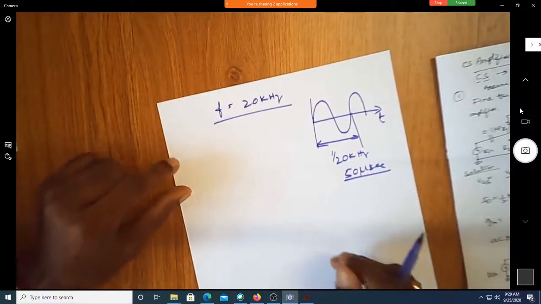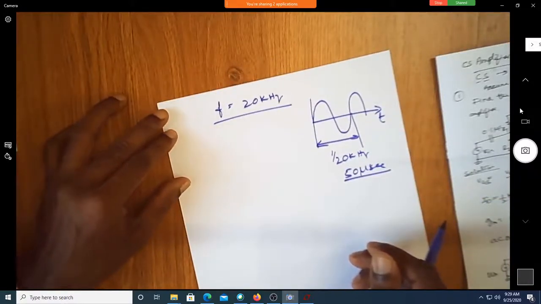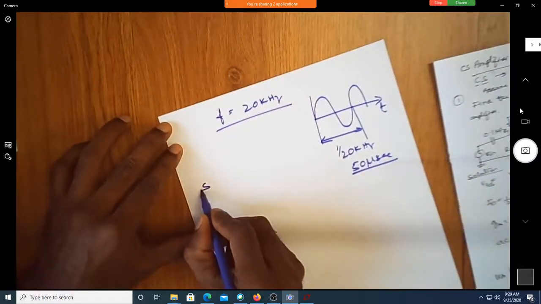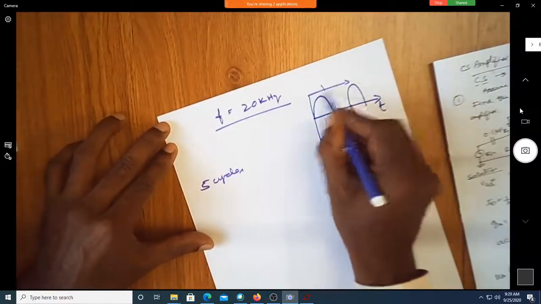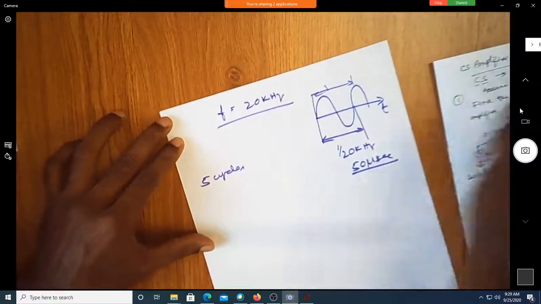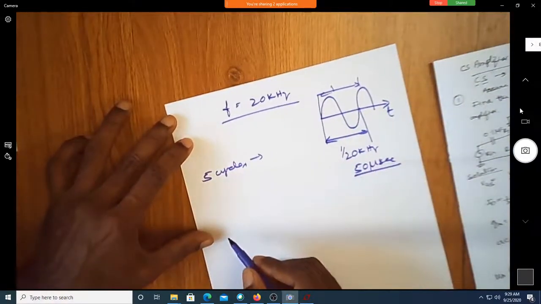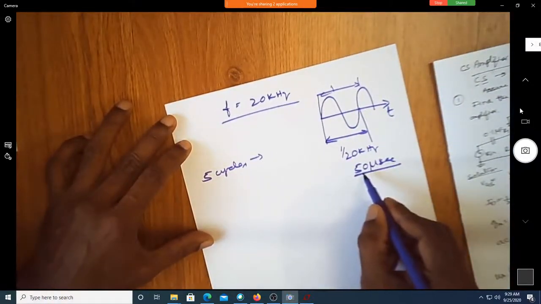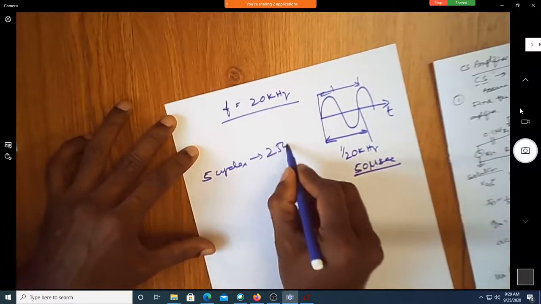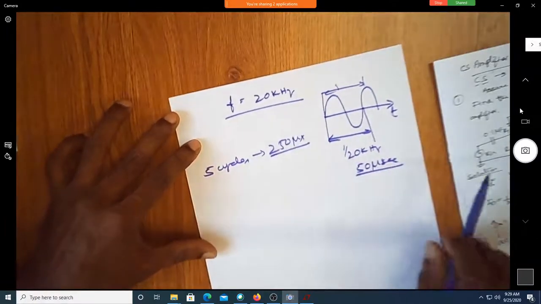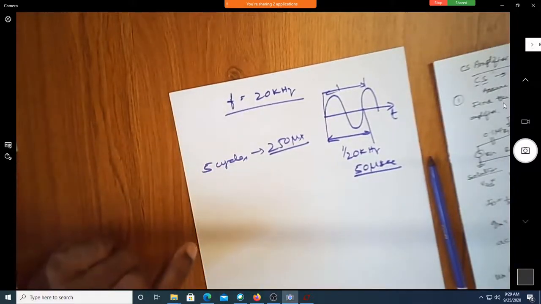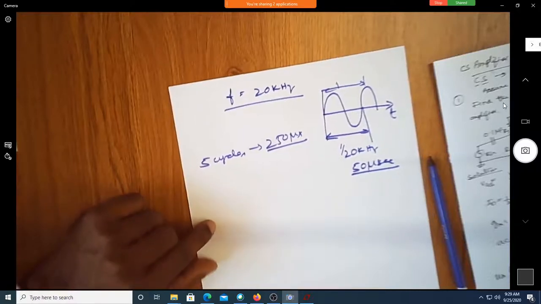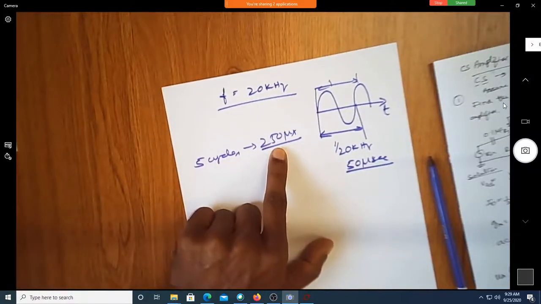Do it quickly. How much is 1 over 20 kilohertz? Is it 50 microsecond? Yes, sir. Okay. If you want to see 5 cycles, this is one cycle. If you want to see such 5 cycles, how much should be the time? For one cycle it is 50, so for 5 cycles how much? 250 microseconds. So if I want to see 5 cycles in my output in the simulation, I have to make the final time 250 microsecond.